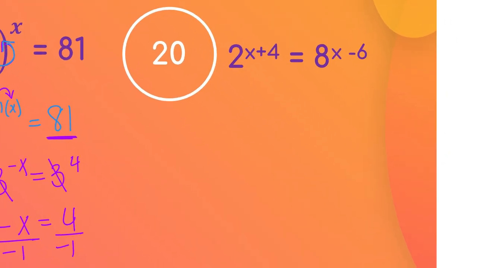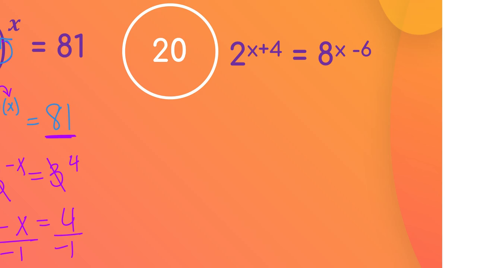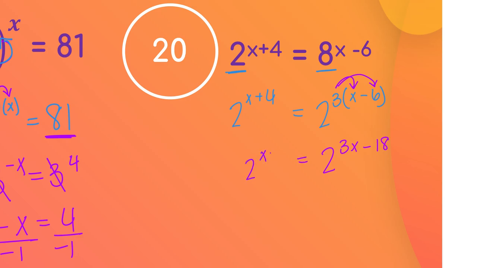All right, now looking at 20, how am I going to get the same base when I have something at the top? You have to make sure you distribute. So if I'm looking at this one, to get the same base, I'm going to change my 8 to a base of 2. I'm keeping the 2 to the power of x plus 4, but I'm going ahead and changing this one to 2 to the power of 3, and then putting everything in parentheses. Now I have to make sure I distribute that 3, 2 to the power of 3x minus 18, and then bringing my other side down.